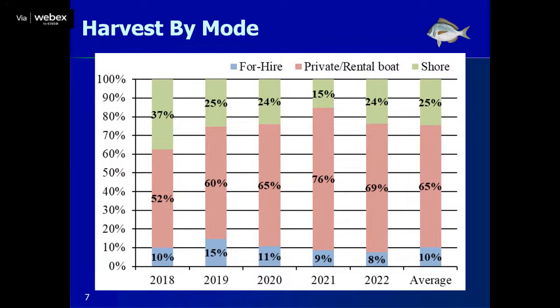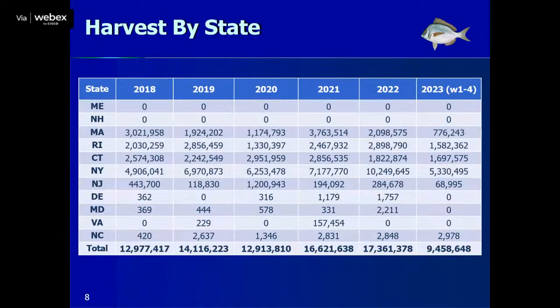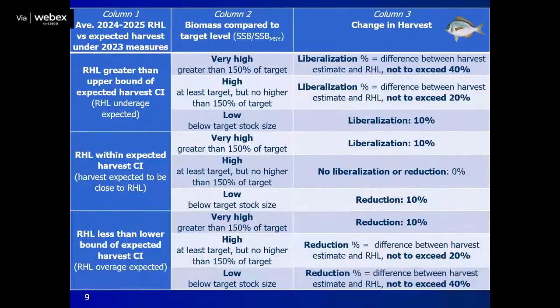And then this slide shows recreational harvest broken down by mode. If we look at the average for the past 5 years, about 10% of total harvest is coming from for-hire boats, 65% from private rental boats, and 25% from shore. And then this table shows the breakdown of harvest by state since 2018. As you can see, from year to year, the bulk of harvest is really coming from New York, Connecticut, Rhode Island, and Massachusetts, and then to a lesser extent, New Jersey. And then there's limited harvest occurring in states from Delaware south.